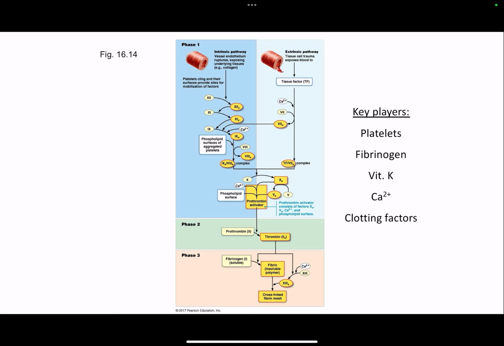Just kidding, no you don't. Once you get to nursing school, you may have to memorize the clotting cascade, but you don't have to for this class. Okay? I had to wake you guys up a little bit.